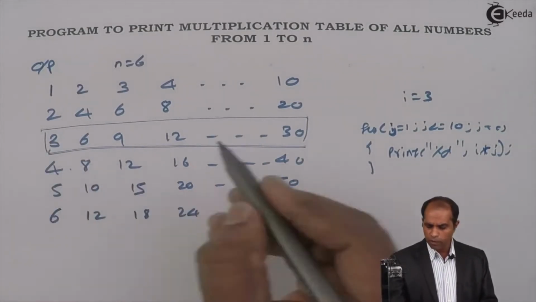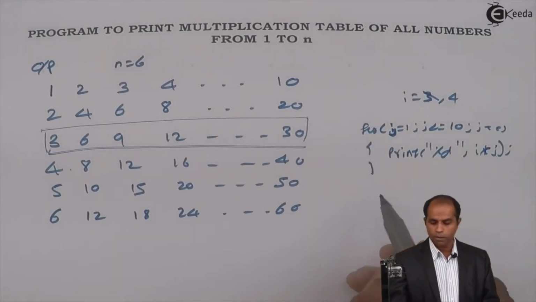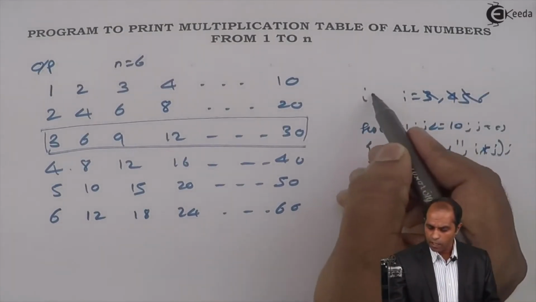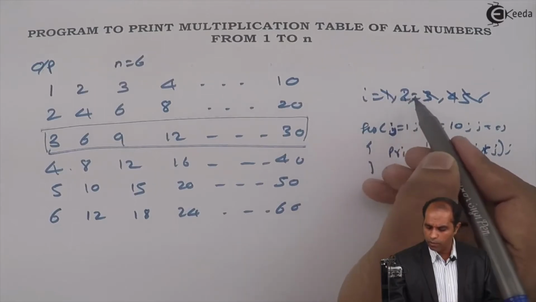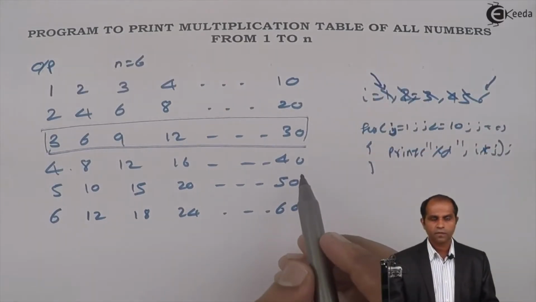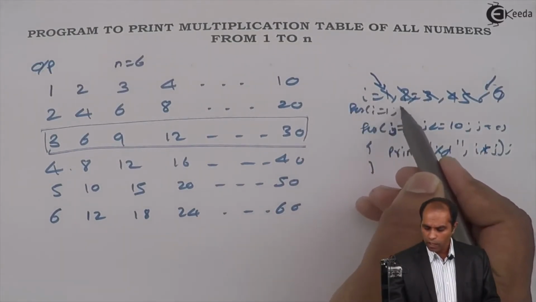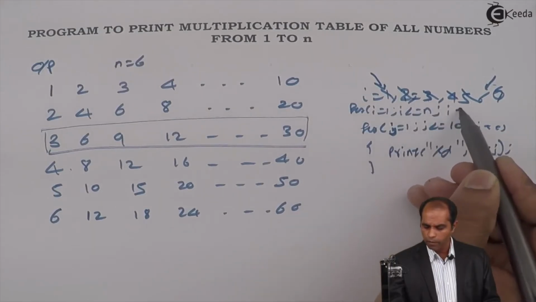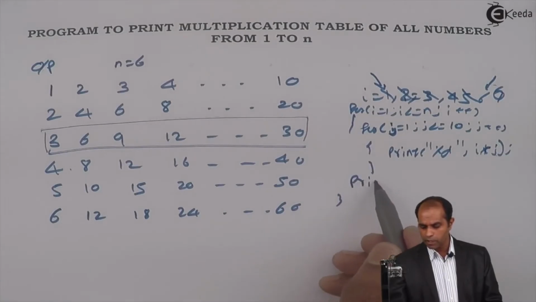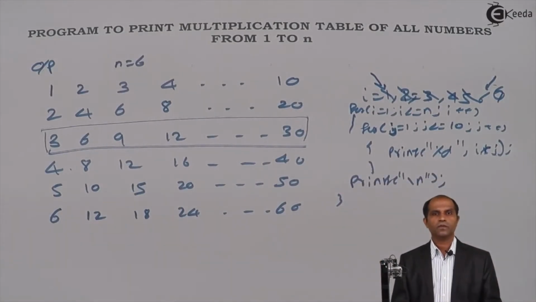But for the next time your i has to be changed to what? 4. Again the same task has to be repeated. When i has to be 5, again the same task. When i is 6, again same task. i is 1, same. i is 2, same. So this means that this i has to again go from 1 till 6. Because when i is 7 it should stop. So I'll say for i equals to 1, i less than equals to say n, i plus plus. After every table, since I'm supposed to get the cursor to the next line, I'll say printf slash n will be output.